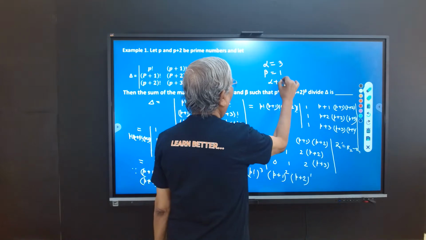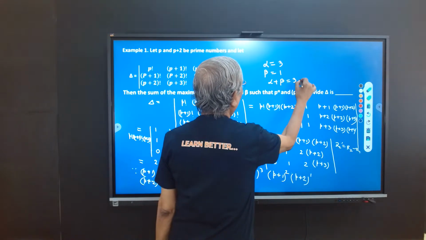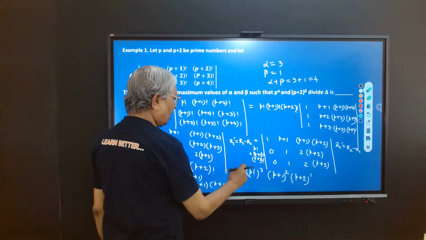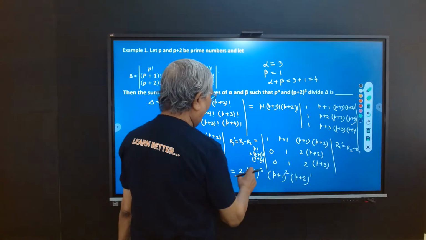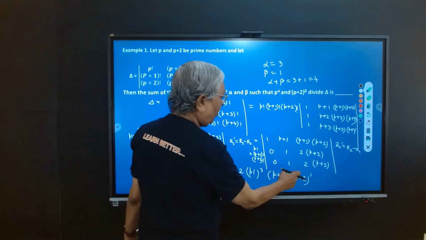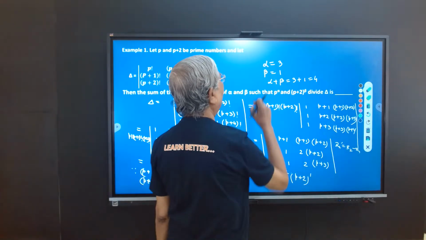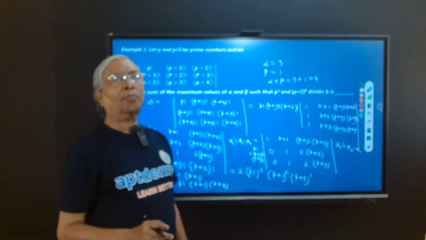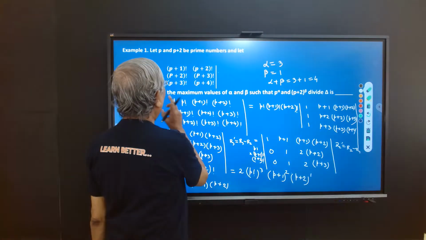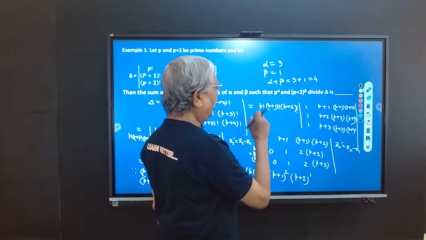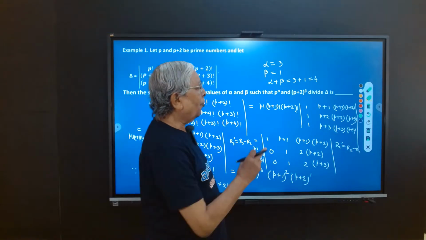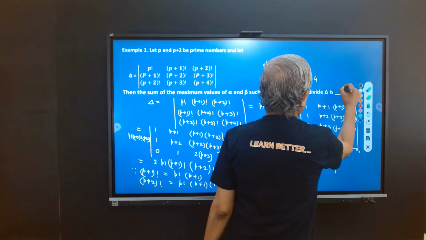So alpha plus beta is equal to 3 plus 1, which equals 4. This is the equation p to the power 3 into something, because factorial p is 1 2 up to p. So p to the power 3 and (p plus 2) whole to the power 1. So the value of beta is 1 and the value of alpha is 3. So alpha plus beta equals 4. So the maximum values of alpha and beta such that p to the power alpha into (p plus 2) whole to the power beta is 4. So the answer will be 4.